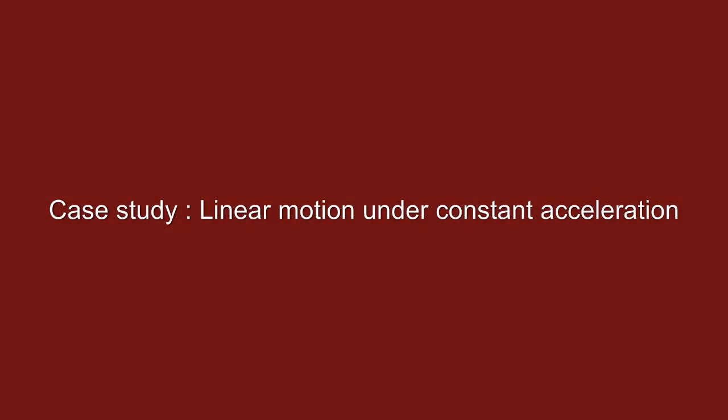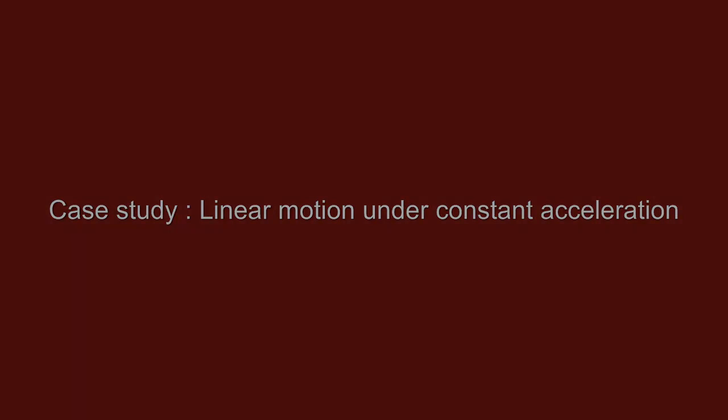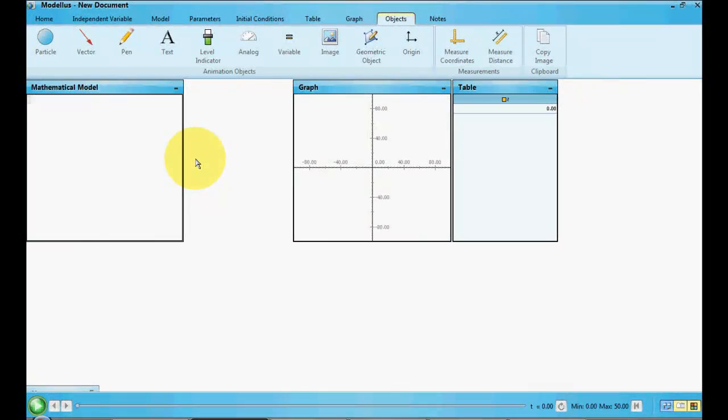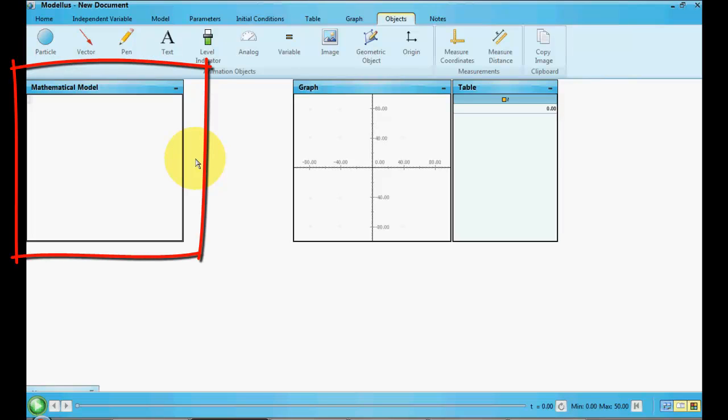We will consider the case of the linear motion of an object under constant acceleration. Now, I will write the mathematical model. I shall use the basic equations of motion without starting velocity for simplicity reasons. First, I need to import these into the model, so I am typing them into the mathematical model window over here.